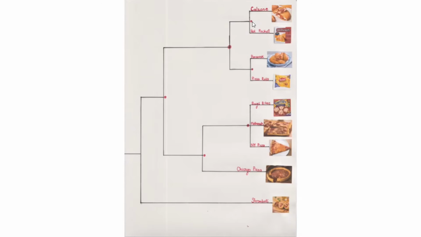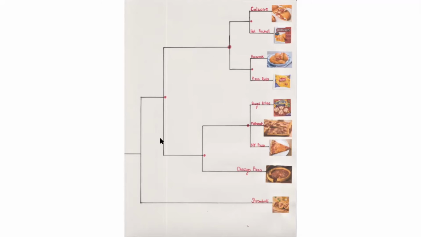And these are all connected by internal nodes, and the internal nodes specifically are represented by these little dots, as you can see here, and that's basically where the most recent common ancestor between the groups that it's connecting would be. And then I'm going to go into why I categorize these the way that I do.